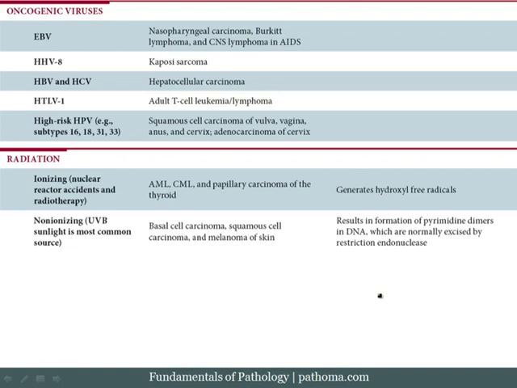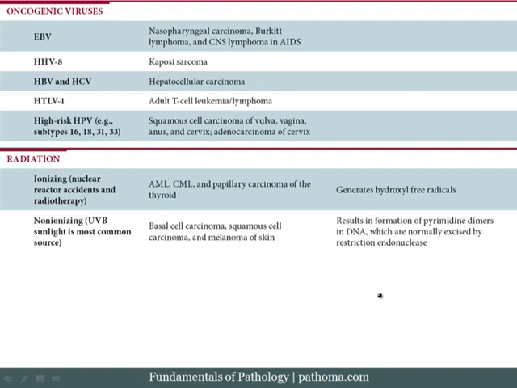EBV is also associated with Burkitt lymphoma. Burkitt lymphoma will be discussed in detail when we do your heme or white blood cell discussion, and it's also associated with CNS lymphoma in AIDS. Another important oncogenic virus is HHV8, human herpes virus subtype 8, and this is associated with Kaposi's sarcoma. Kaposi's sarcoma is a tumor of endothelial cells. The patients classically present with purplish raised lesions, usually on the skin, and there are three subtypes of patients that get Kaposi's sarcoma.